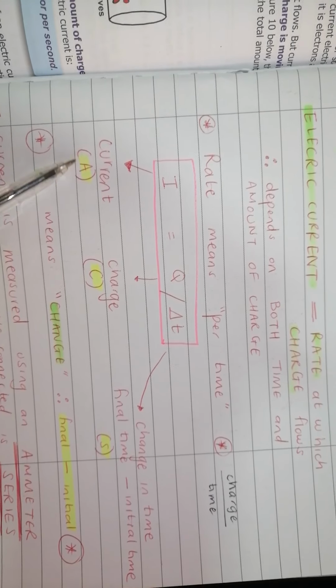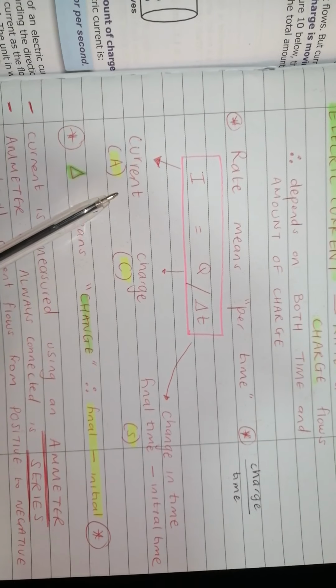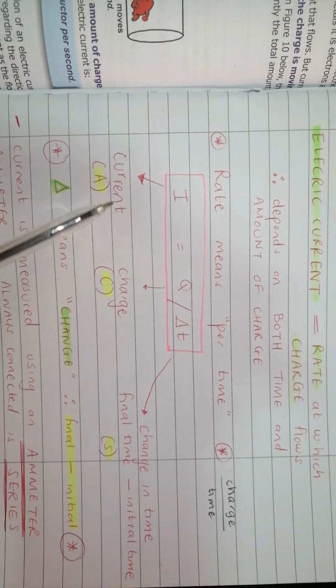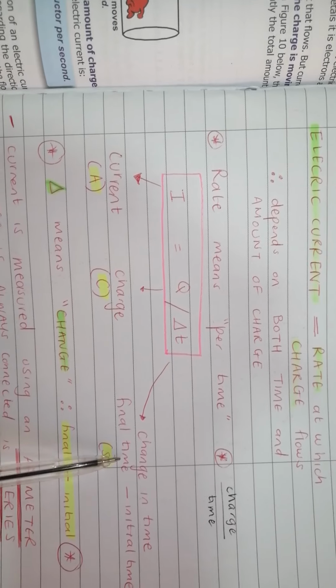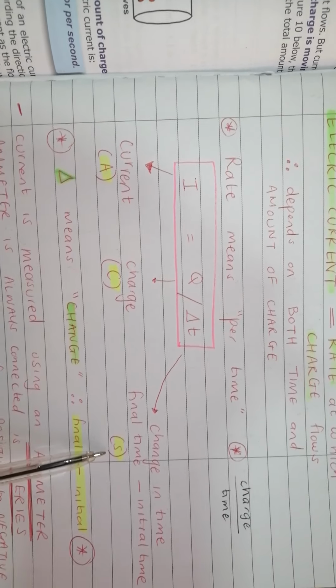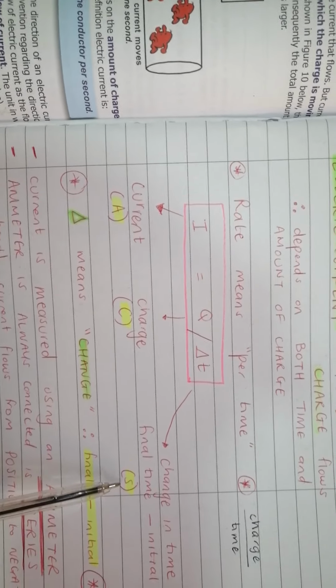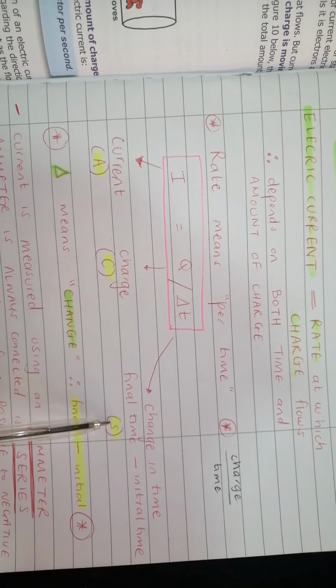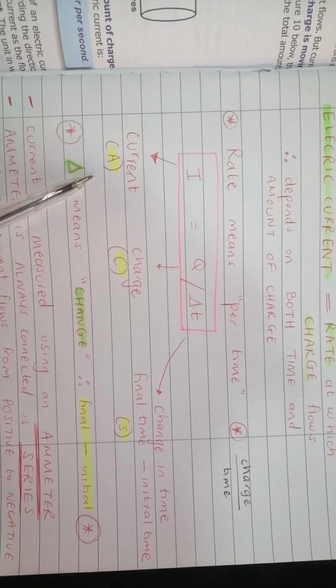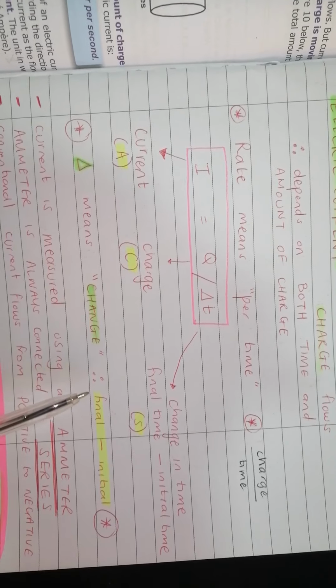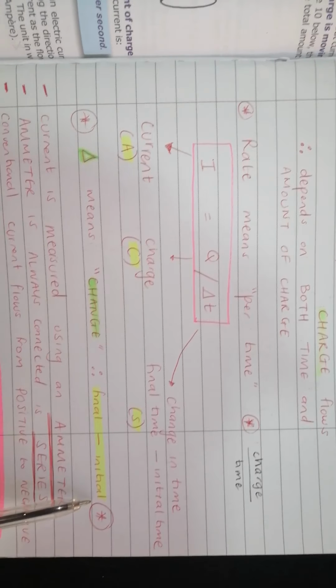You have to know that current is in amps. So if it is in something like milliamps, you have to change it to amps. Charge is always coulombs, and time is always seconds. So if you have time in hours or time in minutes, you have to convert that time to seconds. And again, that triangle means change, which always means final minus initial.